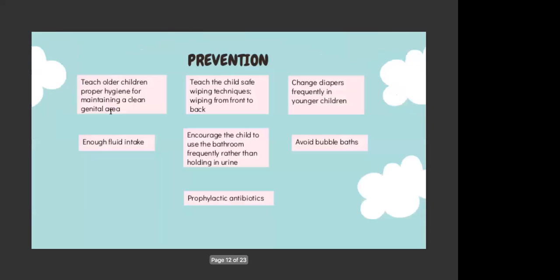So next is prevention. The aim of prevention is to ensure washout of organisms that ascend into the bladder and reduce the presence of aggressive organisms. The first one is to teach older children proper hygiene for maintaining a clean genital area, such as do not overwash the area, avoid hot baths, and do not use soap for washing while symptoms are present. Next is to teach the child safe wiping techniques, which is wiping from front to back, as doing so avoids the risk of UTI caused by bringing in bacteria from the rear, as E. coli is the most common cause of UTI, right?